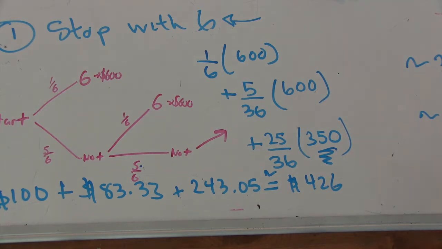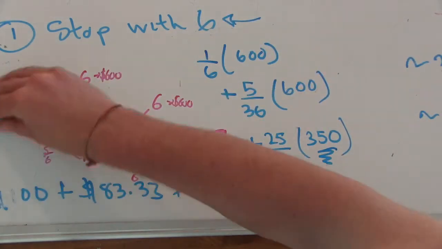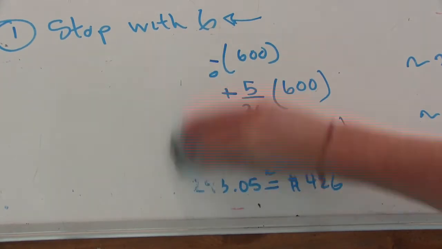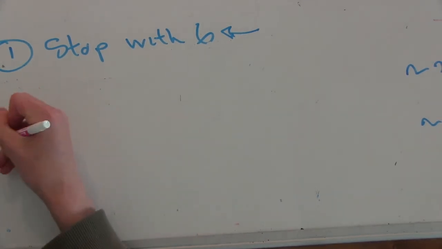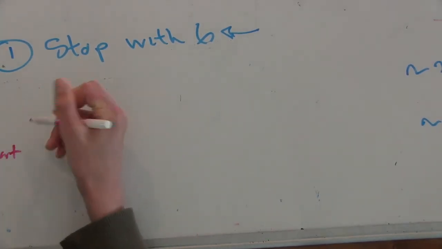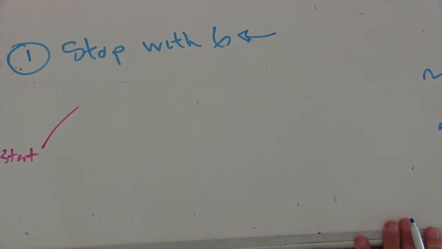Okay. Well, maybe we can play this out. So now let's see if we can beat approximately 426 with this new strategy, stopping on 4, 5, or 6. So why don't you draw the diagram? So we have the start again. I'm going to just slide this over. There you go. All right.